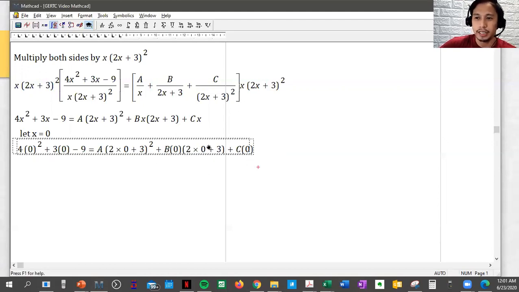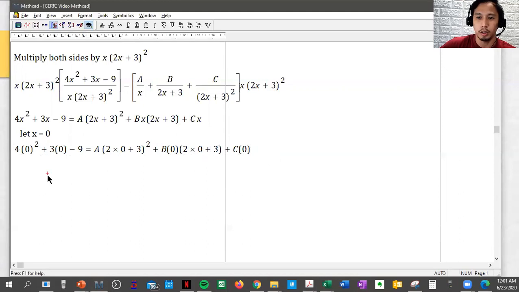So again, these terms cancel, so what remains is a. A over what? Of course, this also cancels. That leaves negative 9 at the left side. And here, that will become over 2 times 0 plus 3 quantity squared. Well, that's 9. The denominator is 9. So a is equal to negative 1.